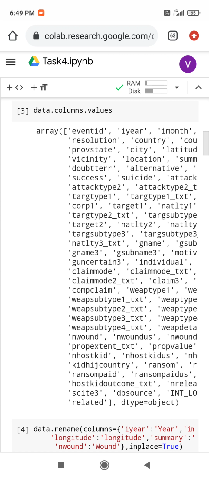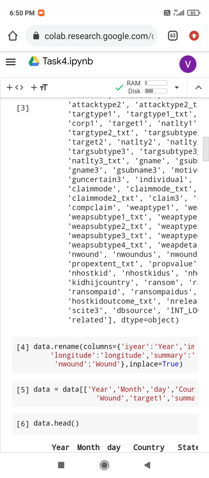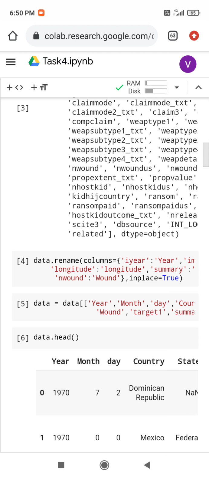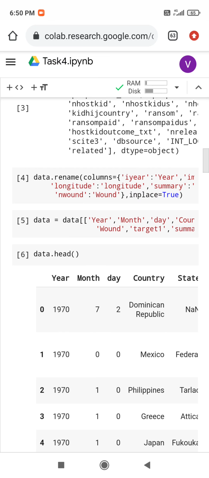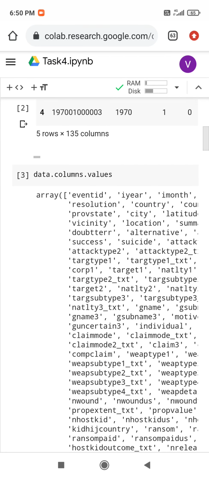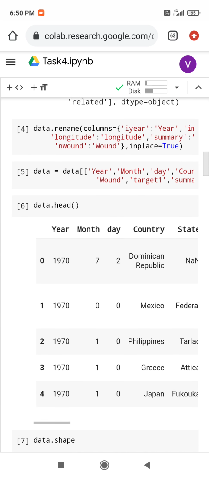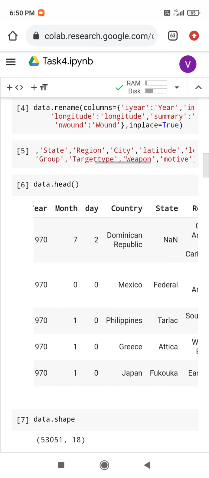Now we need to rename some of the column names, that is here iyear, imonth, eventid. So like that we need to rename the columns. After that we represent the data with these columns. Now from those 135 columns we just represent the 10 columns required.